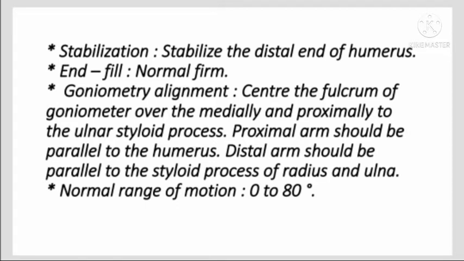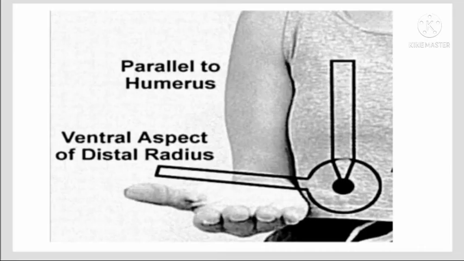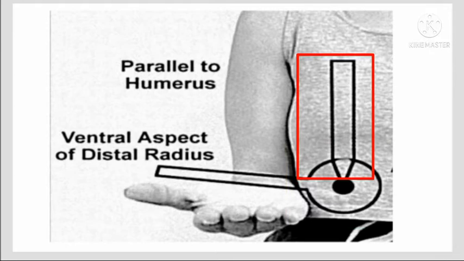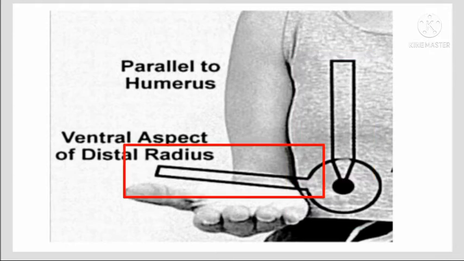Goniometry alignment: center the fulcrum of the goniometer medially and proximally to the ulnar styloid process. Proximal arm should be parallel to the humerus. Distal arm should be parallel to the styloid process of the radius and ulna. Normal range of motion is 0 to 80 degrees. Center the fulcrum of the goniometer medially and proximally to the ulnar styloid process. Proximal arm should be parallel to the humerus. Distal arm should be parallel to the radius and ulnar styloid process.